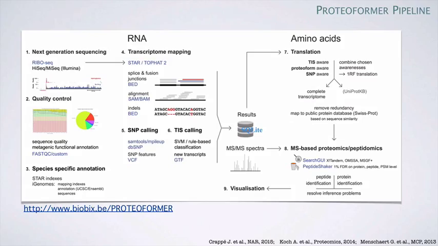We pour all this information into a relational database, and then we move towards the amino acid level, and we do the translation, taking into account all these awarenesses that we gathered from this ribosome profiling information. And afterwards comes mass spectrometry identification.